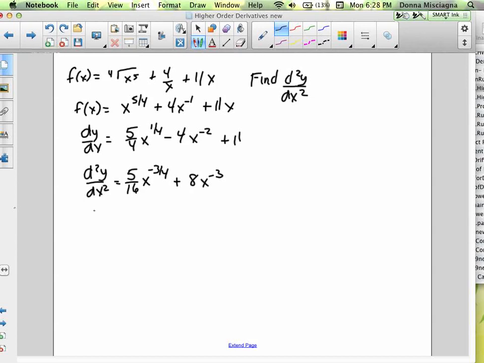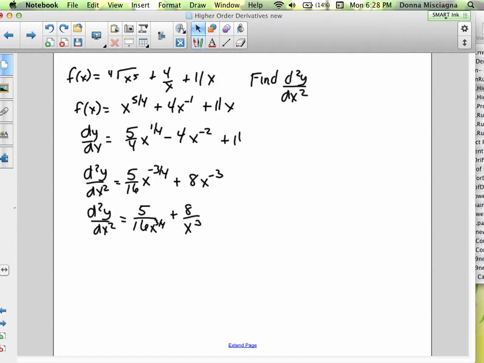So let's simplify this. d2y over dx2 equals 5 in the numerator and 16x to the 3/4 power in the denominator, plus 8 in the numerator and x cubed in the denominator. So hopefully these aren't too bad. I'm going kind of quick, but I think you're probably going to get it right away. It's just kind of a review. I think I've got maybe 2 or 3 more.